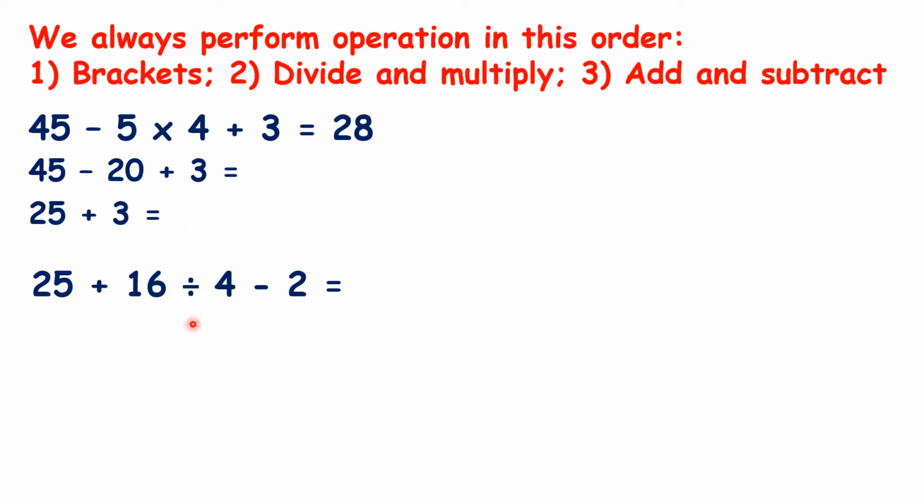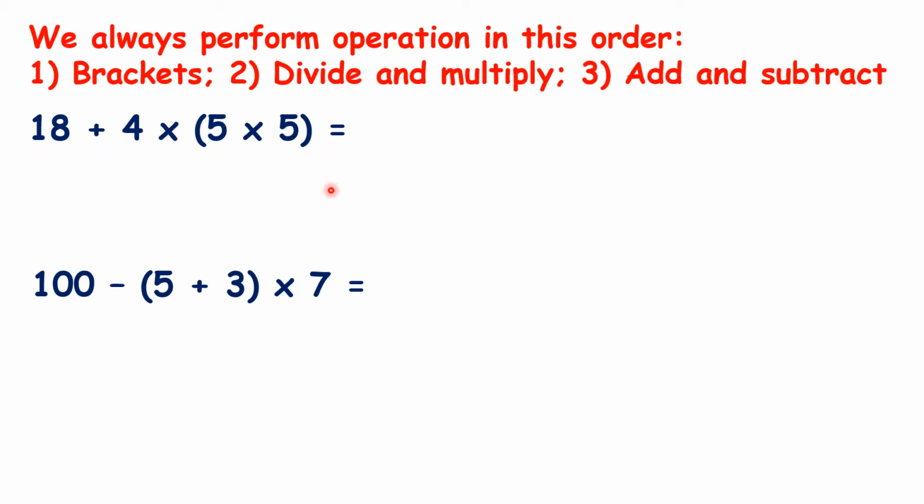So for this question we have here, what do we need to do first? We need to divide before we add or subtract. So 16 divided by 4 is 4. So now that we only have an addition and subtraction, we can work from left to right. 25 plus 4 is 29, then 29 minus 2 is 27, so that's our answer.